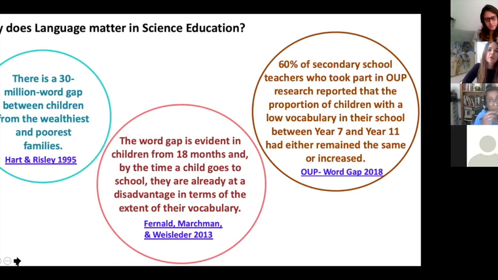And the OUP did some research, and what they found is 60% of teachers at secondary school said that if students came in at year 7 with this gap, then they still had the same gap or an even larger gap by the time they got to year 11. And I think this links to the Matthew effect, which is the rich get richer and the poor get poorer. So the better your vocabulary is, the better your literacy is, and your writing about that, then actually you're going to improve faster. And I think we've all seen this.